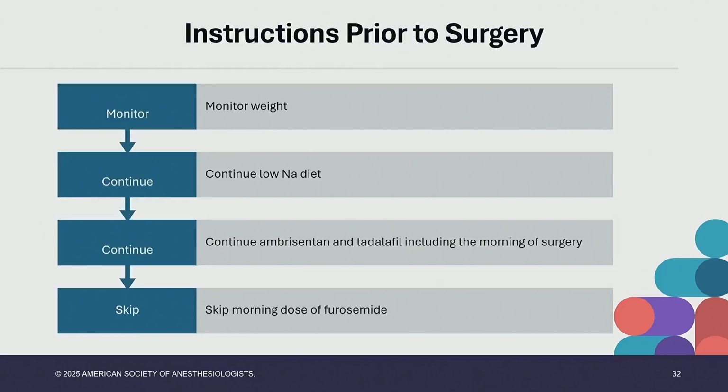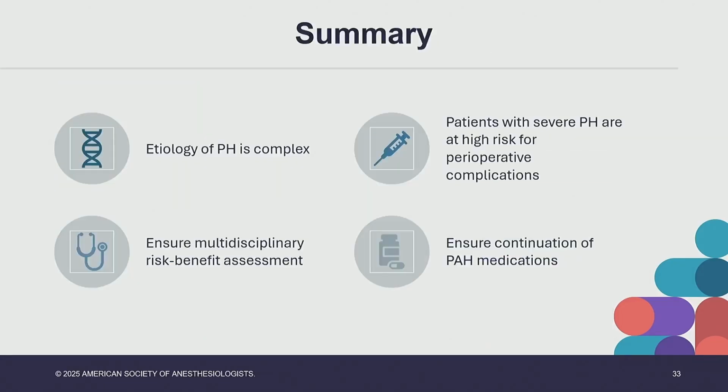So here are the instructions you provide her before her surgery: monitor her weight, continue low sodium diet, continue her PH medications, and skip the morning dose of furosemide. So in summary, the etiology of pulmonary hypertension is quite complex. Patients who have severe pulmonary hypertension are, unfortunately, at very high risk of perioperative complications. This patient should be managed by a multidisciplinary team, and unless contraindicated, the vast majority of the time, this patient should continue the PH medications.